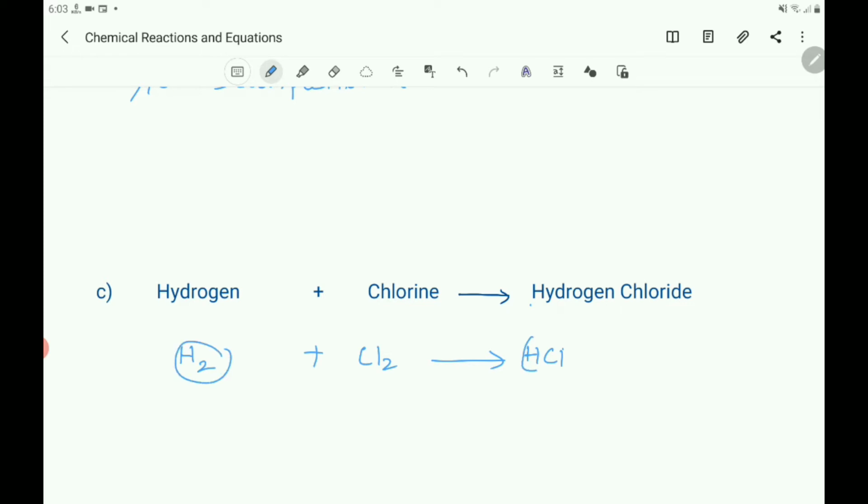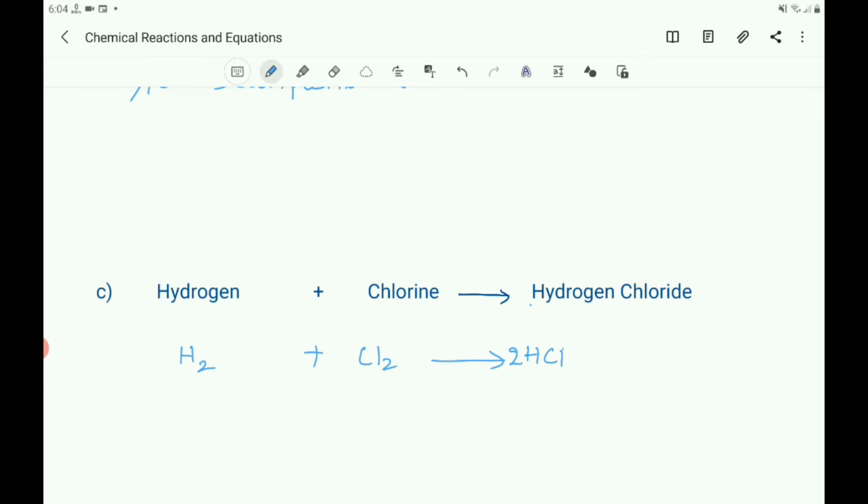H2, H is there, so there is no equal number of atoms. Cl2, Cl is there. Cl atoms are also not equal. Then you have to balance it. H2 and Cl2 give HCl, so here we can balance it by writing 2 HCl. Here on both sides you get an equal number of atoms of each element.